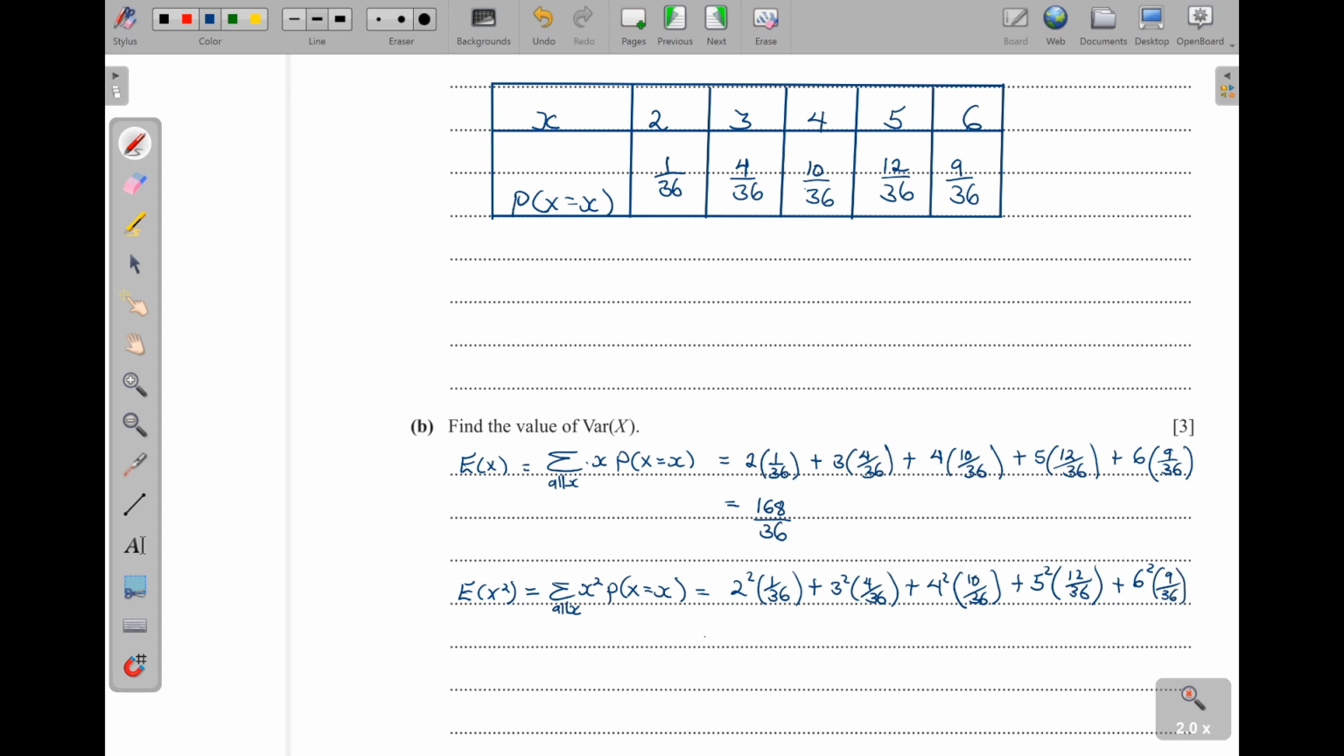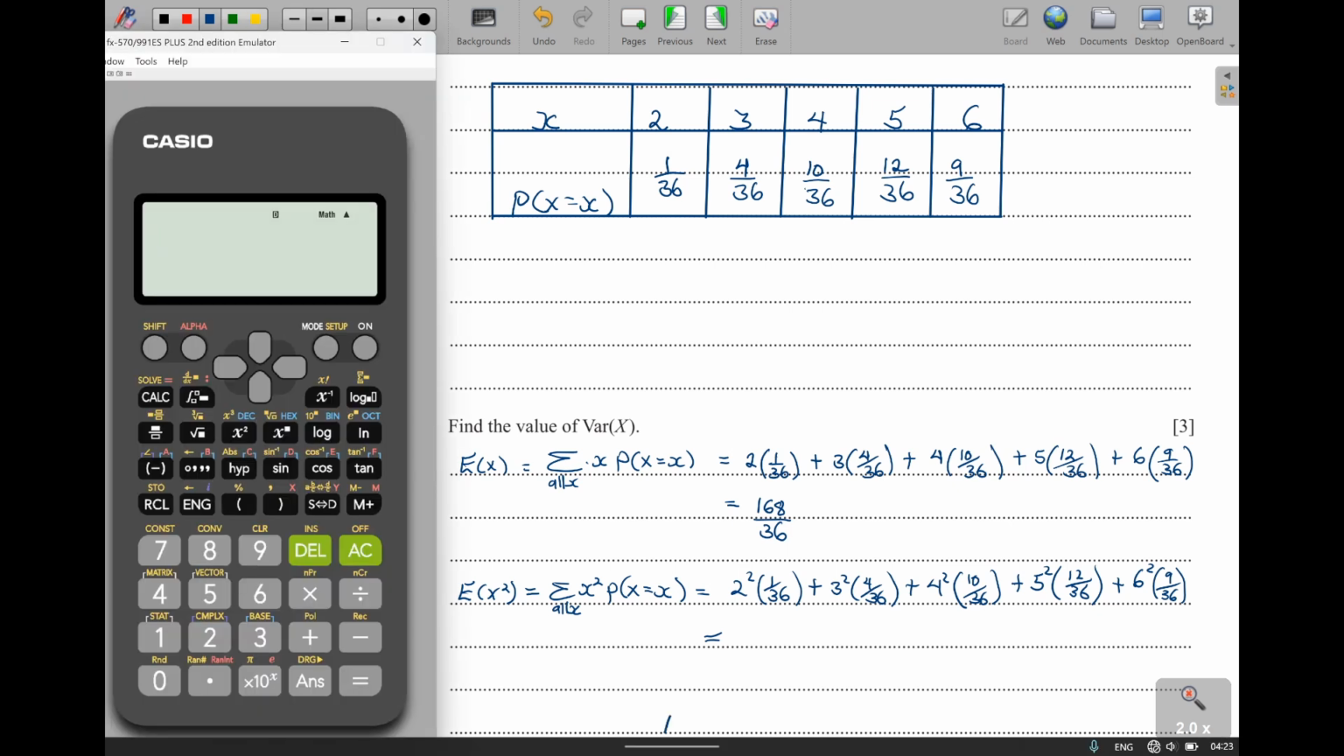So also putting this together, I'm going to just add the numerators. So I can have 4, then plus 9 times 4 is 36, and plus 16 times 10, that is 160. Then plus 25 times 12, and then plus 36 times 9. So this one gives me 824.